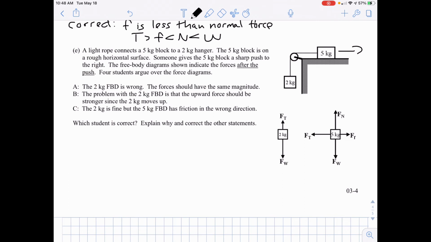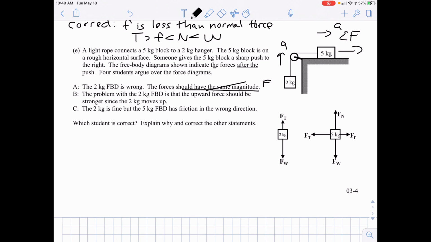All right, so let's true-false these. In part A, it says the 2 kilogram one is wrong. The forces should have the same magnitude. No, they should not. If we are given a net force in this direction, it means we're going to accelerate this way. It actually means that this should be longer than this, but they should not be equal. That's false.